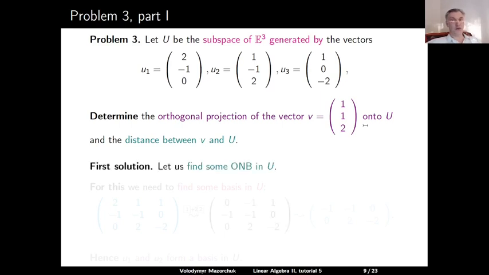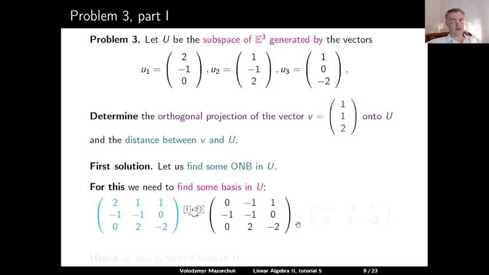Let us find some orthonormal basis in U. For this, we need to find some basis in U, so we write the vectors which generate U as columns and reduce this matrix to some row echelon form using Gauss elimination. So here we can see we have minus 1, so we can kill this 2 here by adding twice row 2 to row 1.